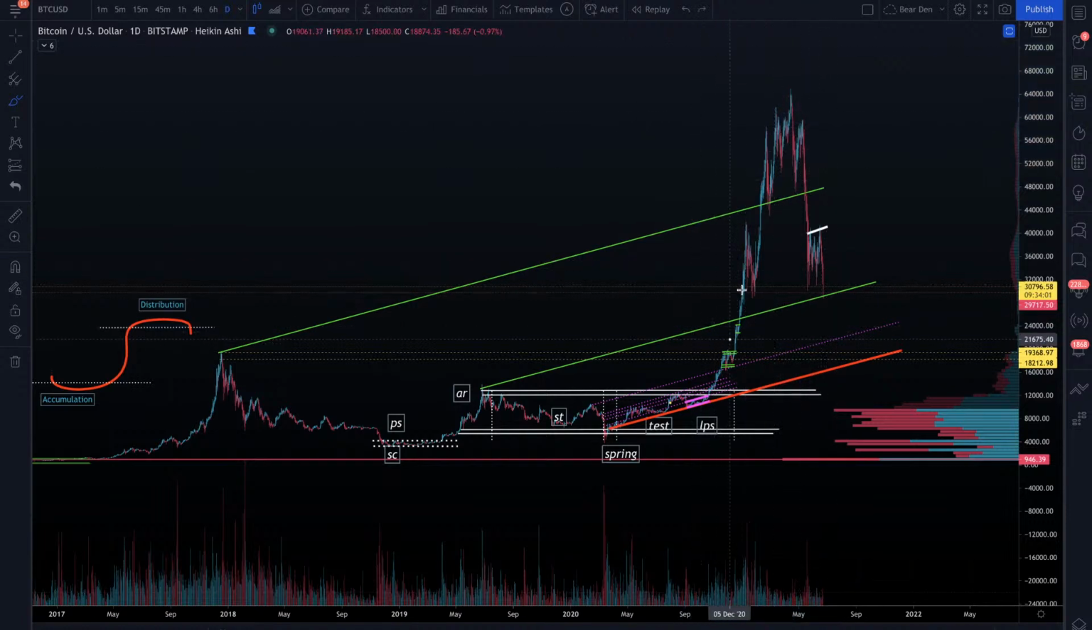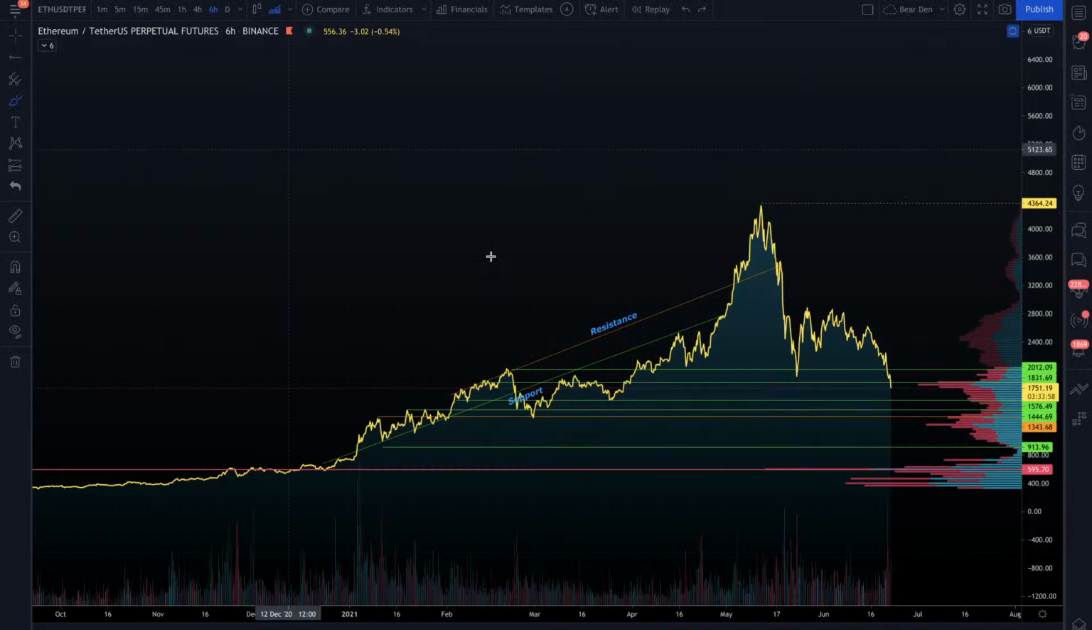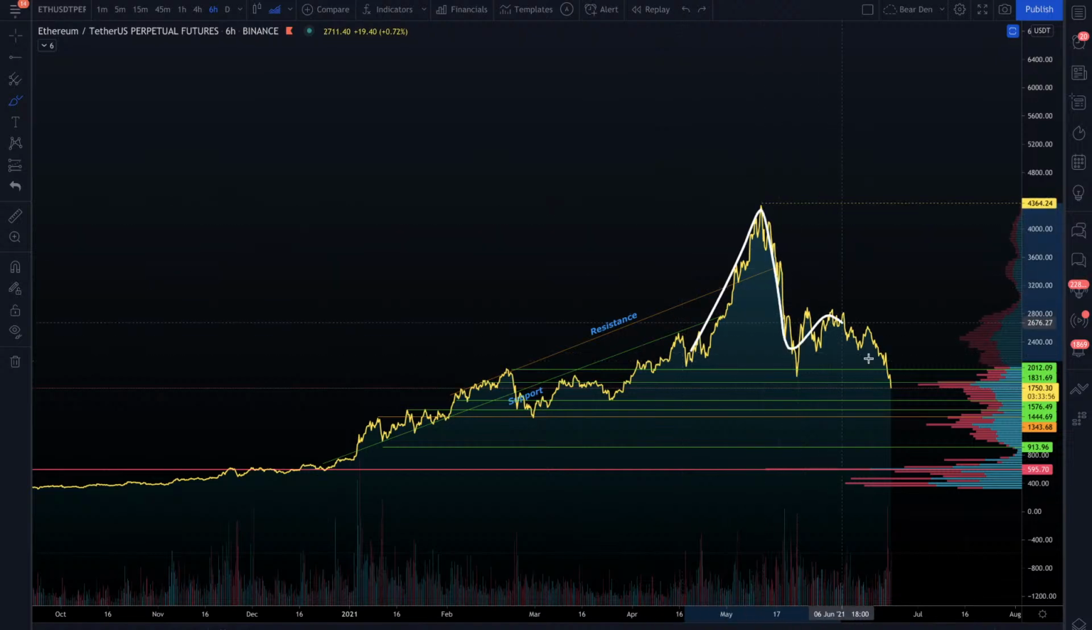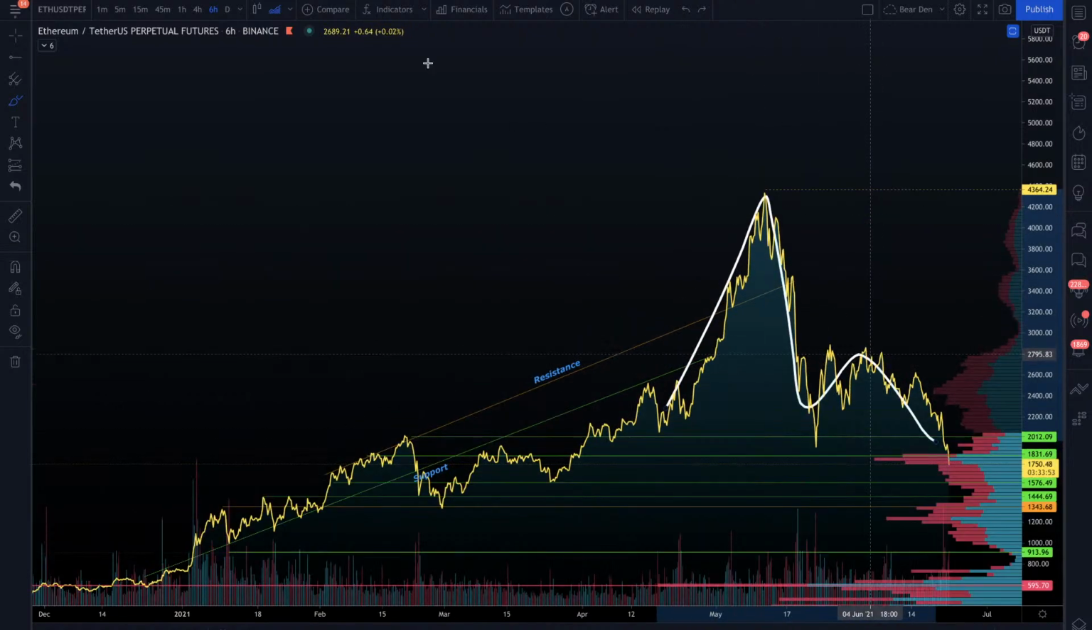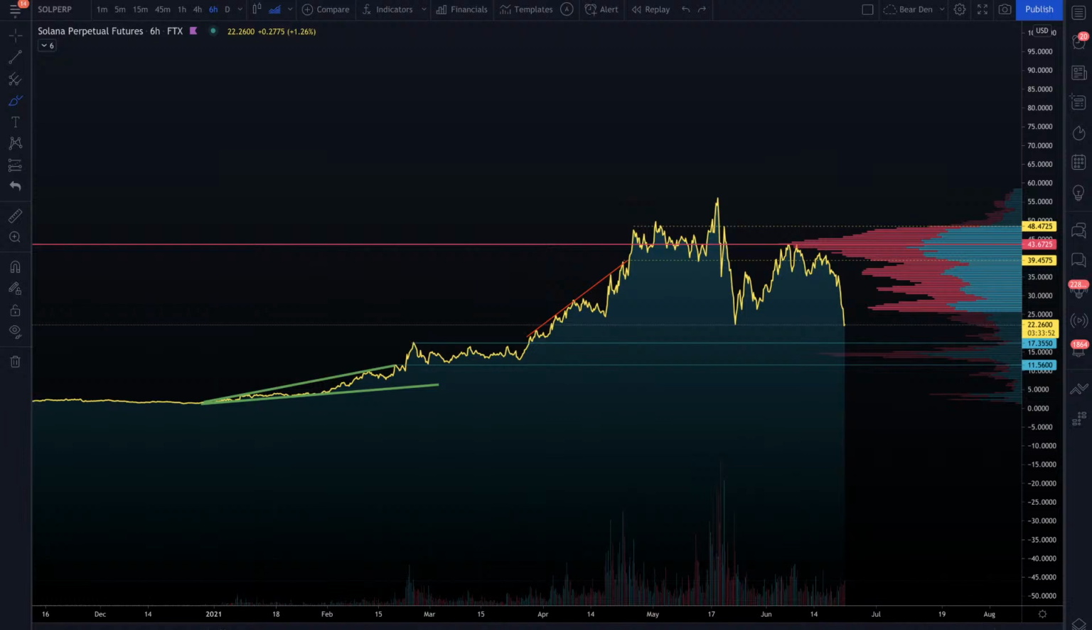So again, this head and shoulders here doesn't look good for Bitcoin. This hypodermic top for Ethereum doesn't look good for the markets as well. What we just saw in Solana and Avalanche leads to the side that we are going to enter at least an intermediary bear market.